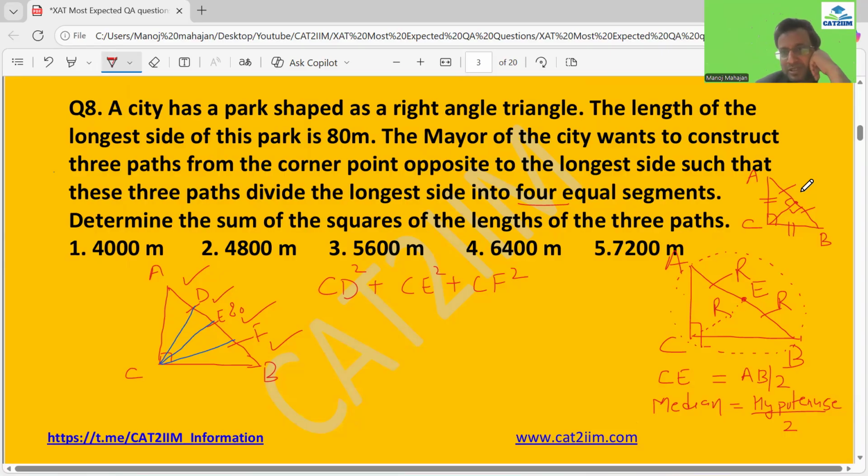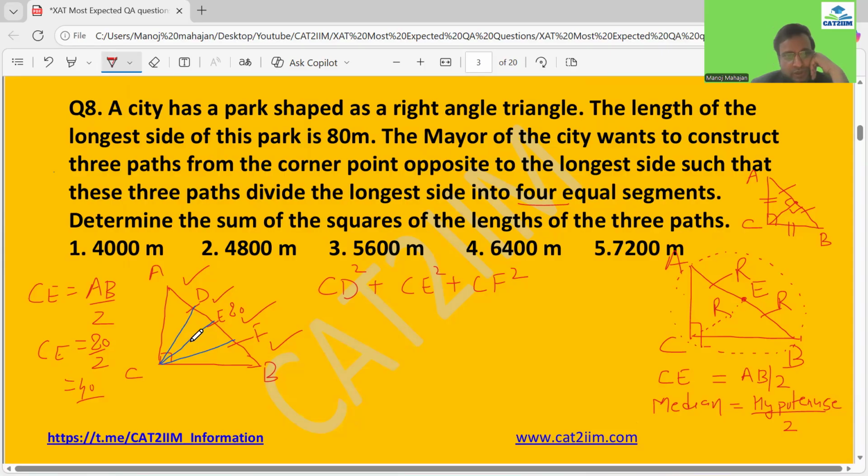So remember this: if I want it both passing through the midpoint and perpendicular also, then the triangle ACB is an isosceles right angle triangle. Now, this concept we should know, then we can answer this question with ease. So can I say that my CE length would be nothing but AB by 2. What is AB out here? 80. 80 by 2 is what?